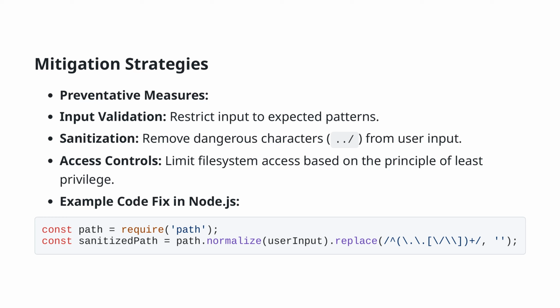Third, access controls are critical. Limiting file system access based on the principle of least privilege reduces the risk potential. Ensure users have only the permissions they absolutely need.